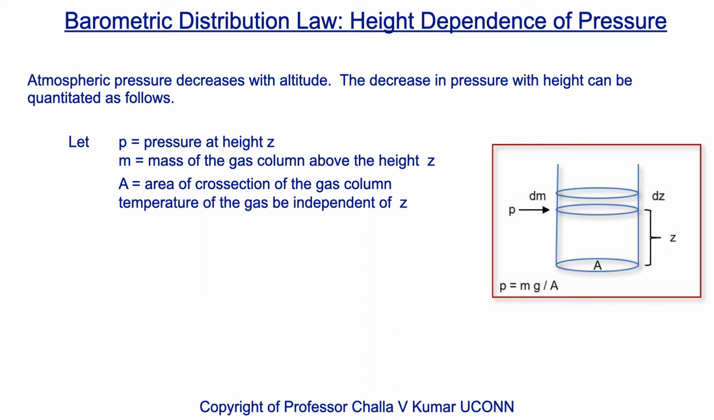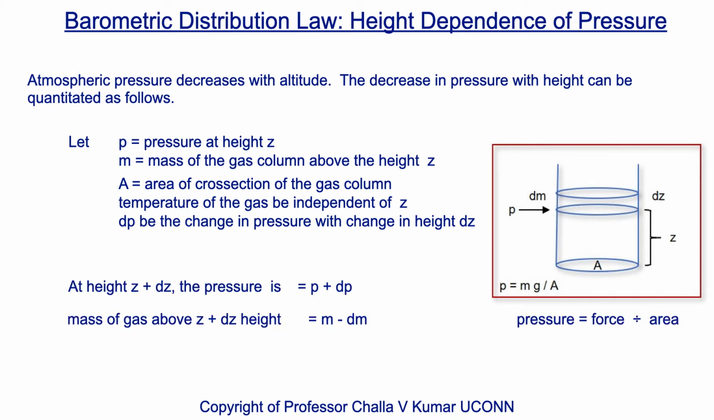Let the temperature of the gas be constant and independent of the height. And this is an important assumption. If we assume the temperature of the gas is changing, it gets more complicated to calculate the effect of height on pressure. And let dP be the change in the pressure with height dz. So now if you travel from height z to z plus dz, where dz is a small infinitesimal change in height, the pressure will change from P to P plus dP, as shown in this picture. P plus dP is the pressure at the height z plus dz, shown on the right side here.